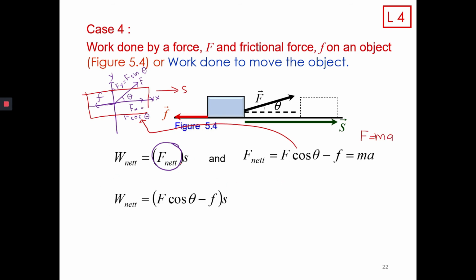So your work net, what is your F net? F net is F cos theta minus F friction. Just substitute into your equation. So you will have F cos theta minus F friction times S, or, since F cos theta minus F friction equals your MA, you just substitute your F net, which is MA, times S.